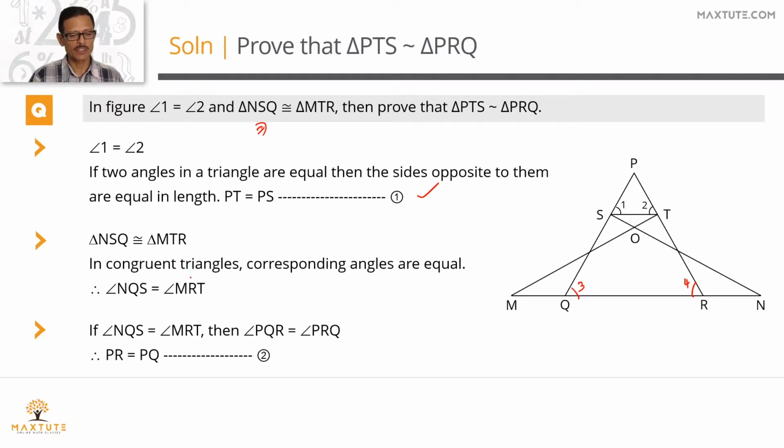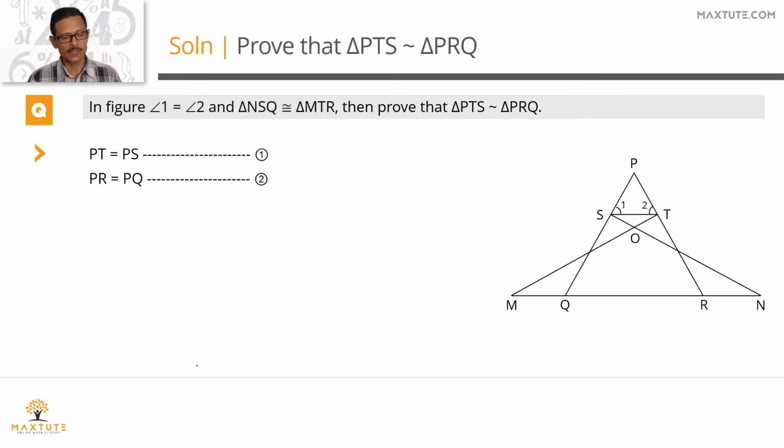The next step, third step, you're going to repeat exactly what we did between angle 1 and 2 with angle 3 and 4. Two angles in triangle PQR are equal, which means correspondingly the opposite sides should be equal. PR is equal to PQ.